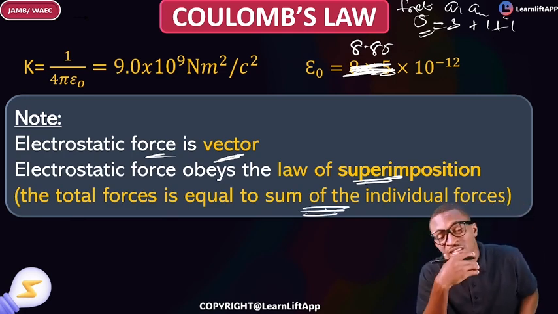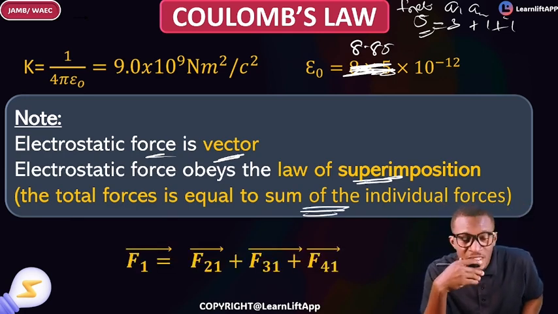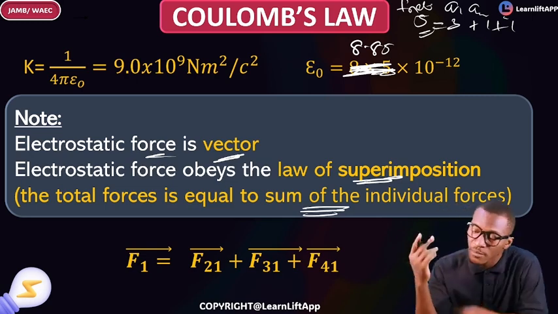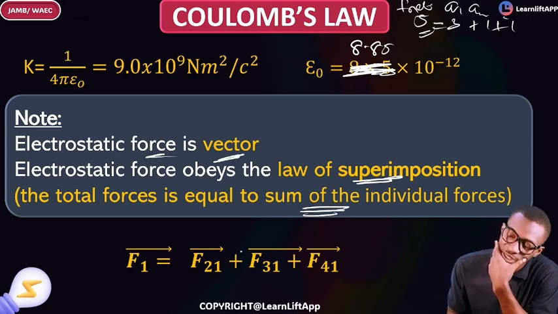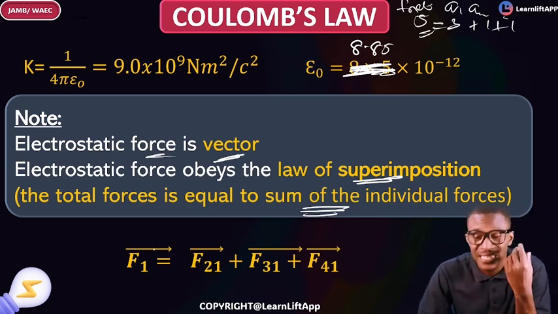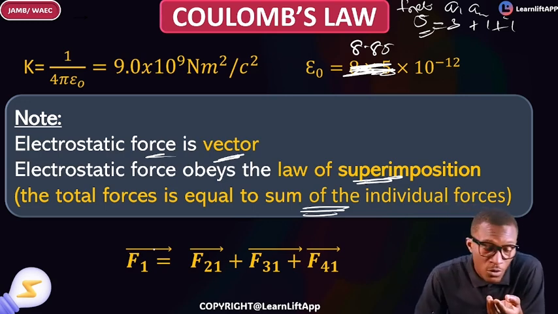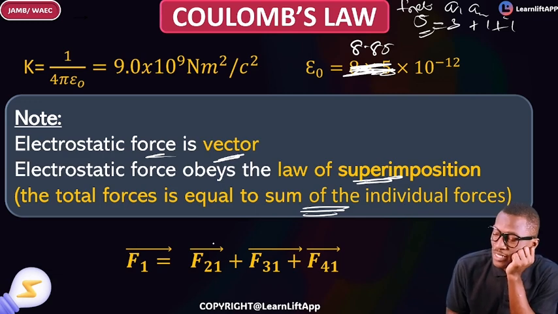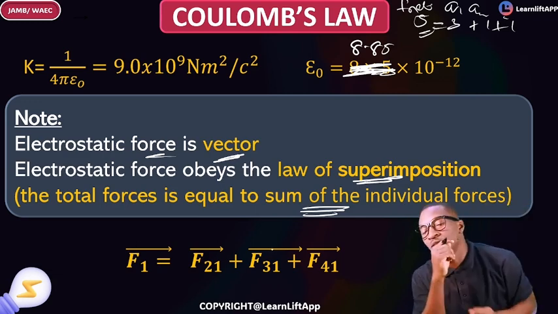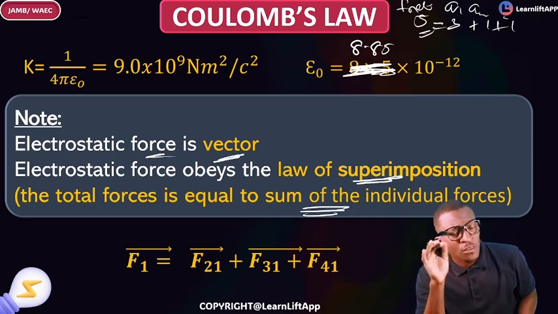And we can give that by a mathematical equation. We can say that F1 is equal to F21 plus F31 plus F41. Are you seeing that? The arrow there shows that it has direction, and for it to have direction, it's a vector. A vector quantity is one that has magnitude and direction. From this arrow, you can see that it has direction. Do you understand that? I hope I'm not too fast.